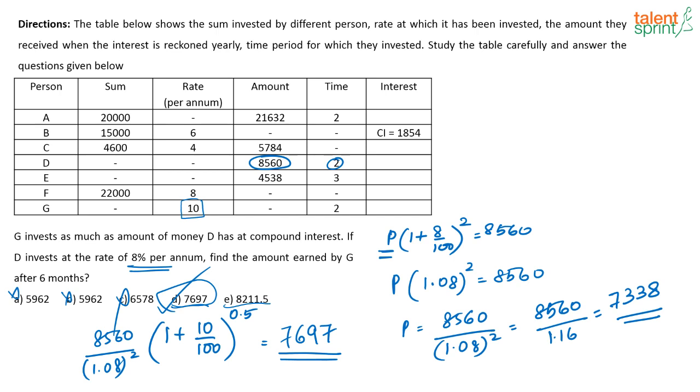Good. So see, if by our luck this option was also less than 7000, then automatically all those options are gone, and this has to be your correct option. Yes. The correct answer here is option D, 7697. Next one.